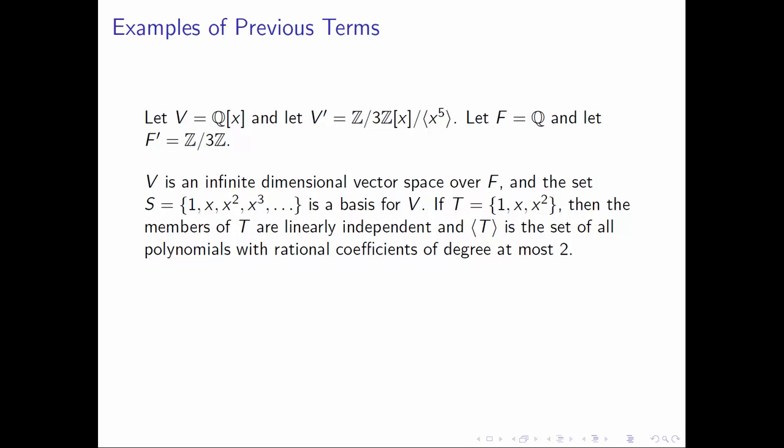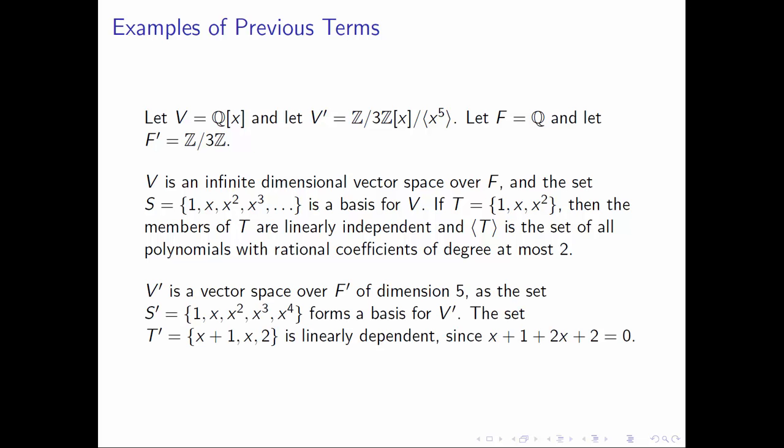Now let's look at the set T, which would just be 1, x and x squared, and let's look at an example of what's the subspace spanned by T. So T is a nice finite set. The members of T happen to be linearly independent, which means I can't take any combination of rational numbers, adding a rational number times x squared plus a rational number times x plus a rational number times 1, and get 0 unless every single one of those rational numbers is 0. So that's what I mean by these things being linearly independent. And the subspace spanned by T would be the set of all polynomials with rational coefficients of degree at most 2.